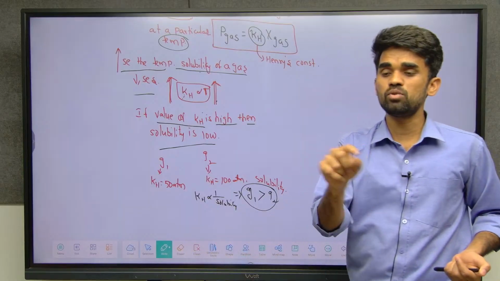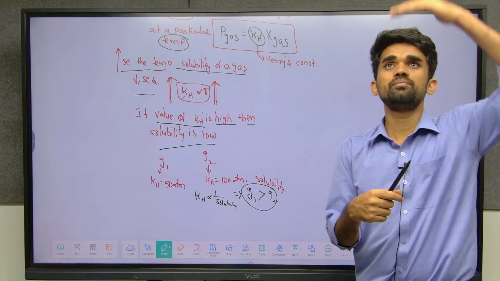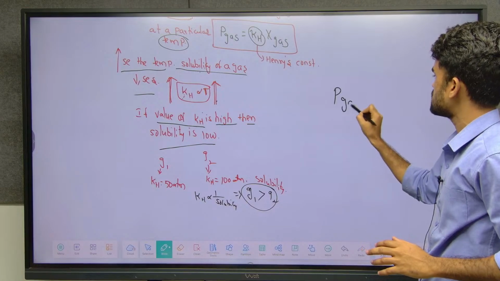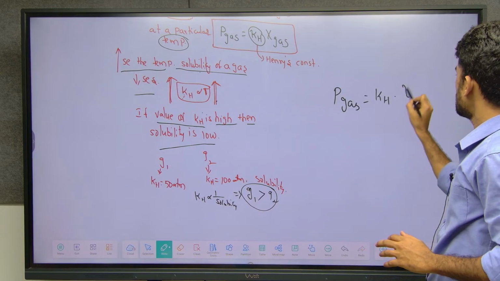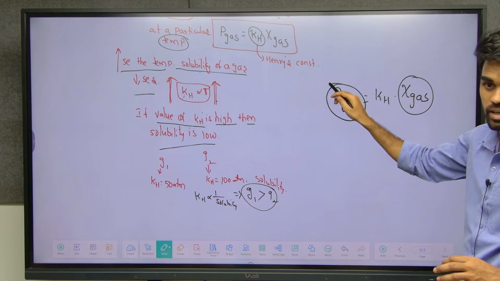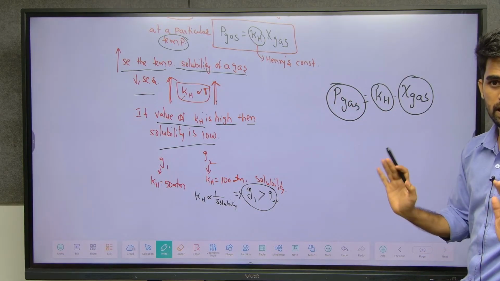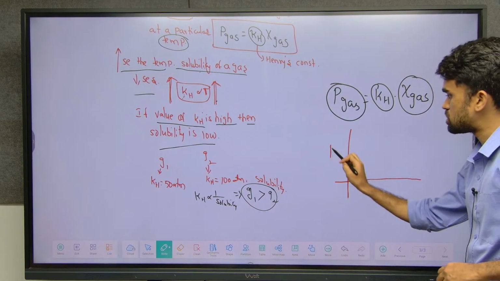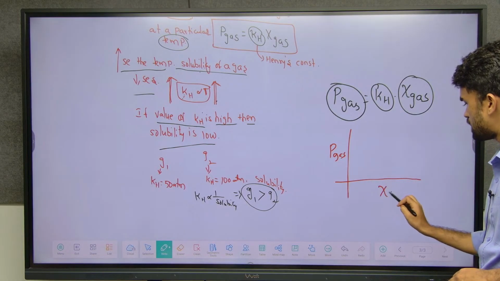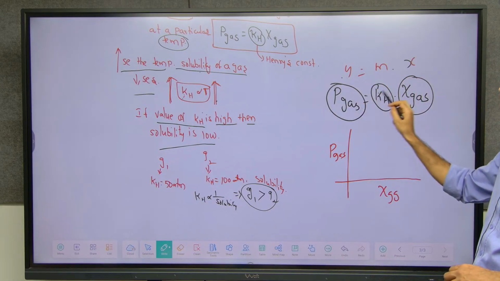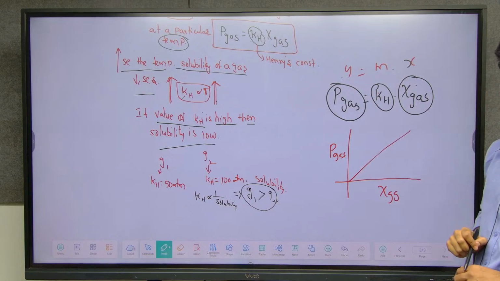Next, what are the units for mole fraction? No units, because number of moles in numerator and number of moles in denominator means no units. So P gas equals KH into X gas, and this has no units. It means whatever units are used for partial pressure, the same units will be there for KH. Clear now? Next, if I want to draw a graph of partial pressure of a gas against solubility of a gas, we get a y equals mx type of graph, a straight line like this. So the slope is KH.